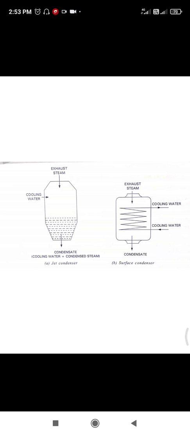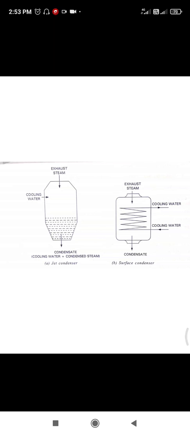Okay, next we'll discuss the surface condenser. Surface condensers are used in large plants. In a surface condenser, steam and water do not mix together, but in jet condensers, both will be mixing. Therefore, they are referred to as indirect or non-mixing type condensers.